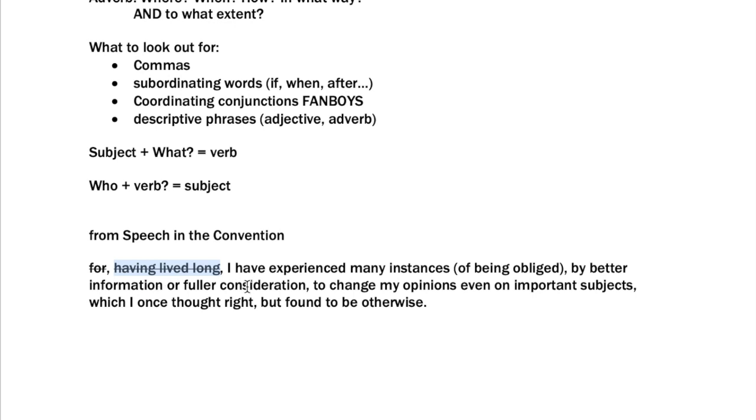Okay, so now let's get to the next part. I have experienced many instances of being obliged, which I have already marked off a phrase here. So that was actually me, not the sentence. So let me just take it out so that way you can see its original form.